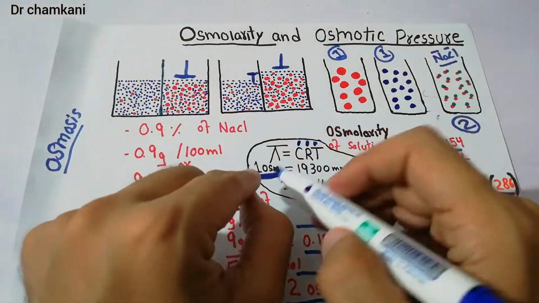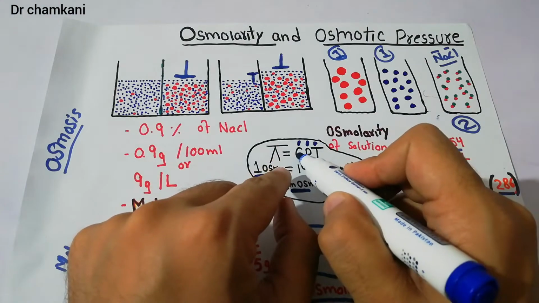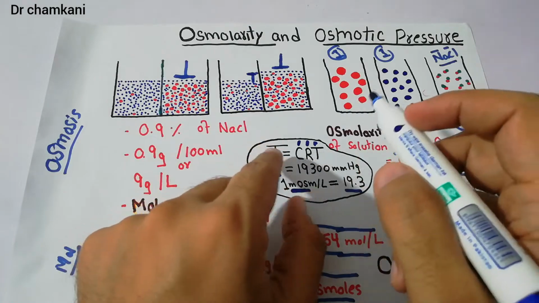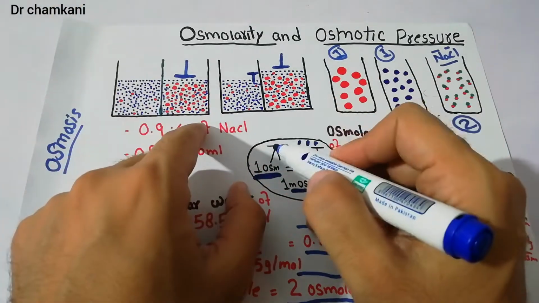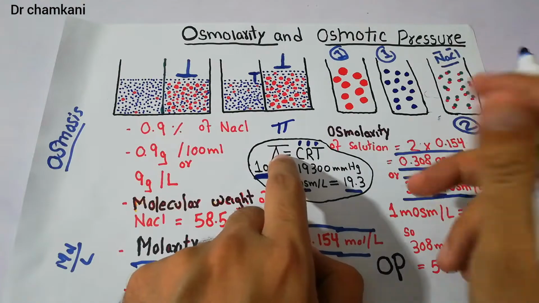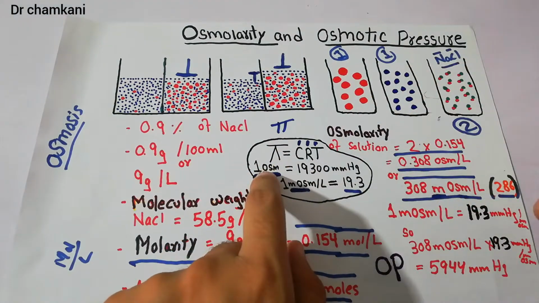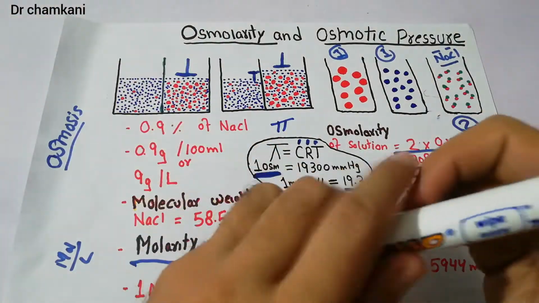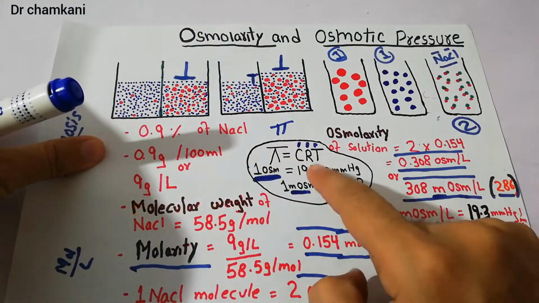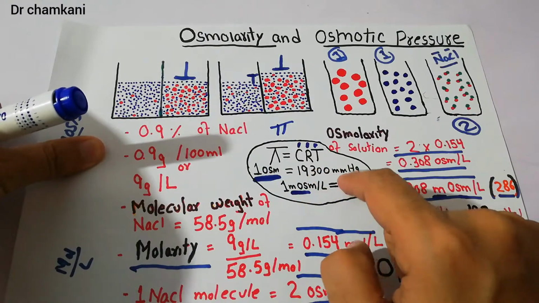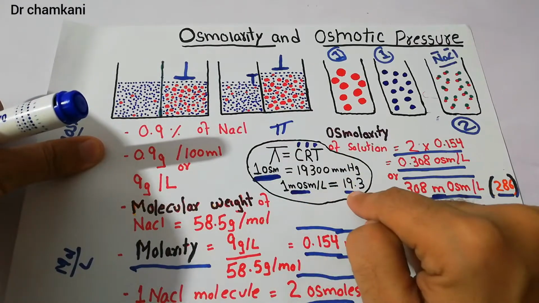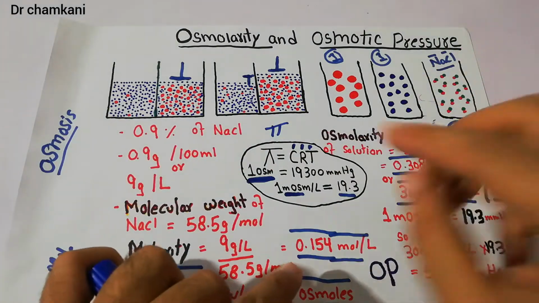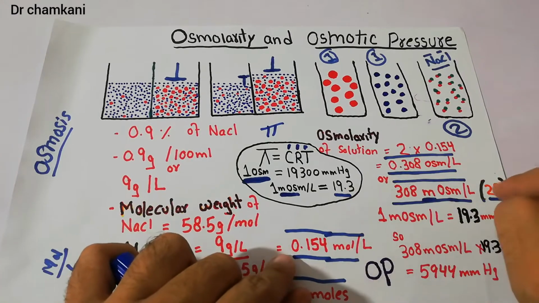Osmotic pressure is the product of the concentration, gas constant and temperature, and the symbol used for the osmotic pressure is the capital pi. This is predetermined, and its value for 1 osmol is always 19300, and its value for 1 milliosmol is always 19.3. So if we want to calculate the osmotic pressure, we just need to multiply this number with the osmolarity.